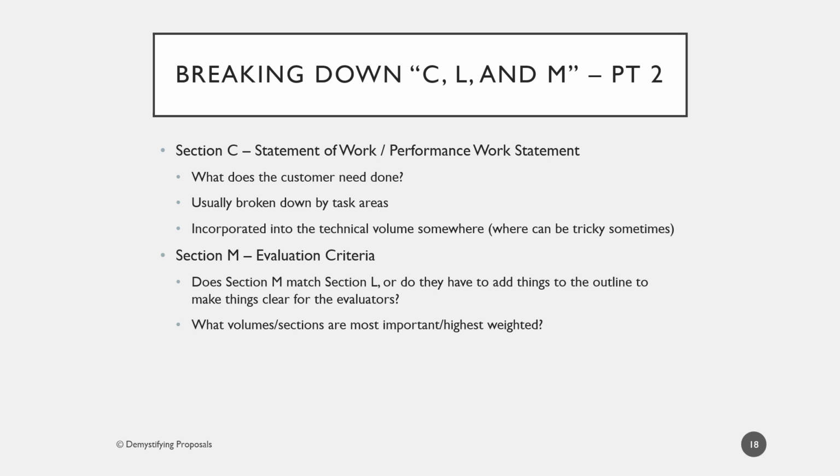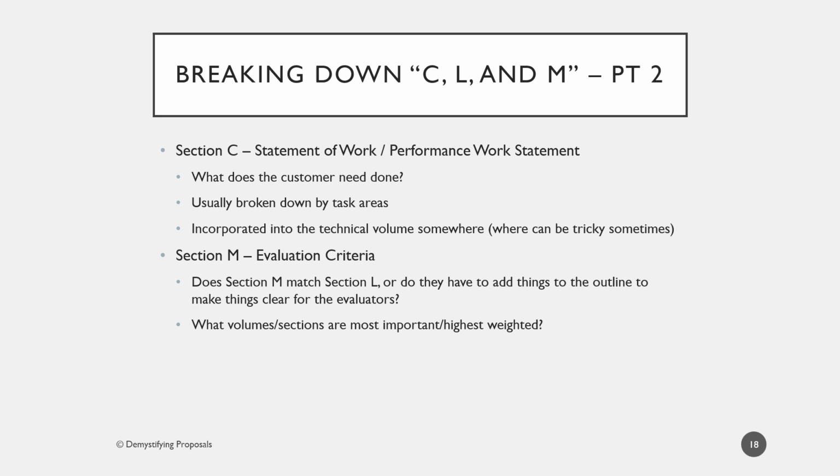Section C, as I said, is usually the statement of work, or sometimes it's the performance work statement. So what does the customer need done? Usually they're broken down by task areas, and it needs to be incorporated in the technical volume somewhere, but it doesn't always say exactly where they want you to address the statement of work in the instructions. So sometimes that can be tricky. But most of the time, most of the proposal instructions will say, and we want to understand your response to the statement of work here. And that makes it easy.